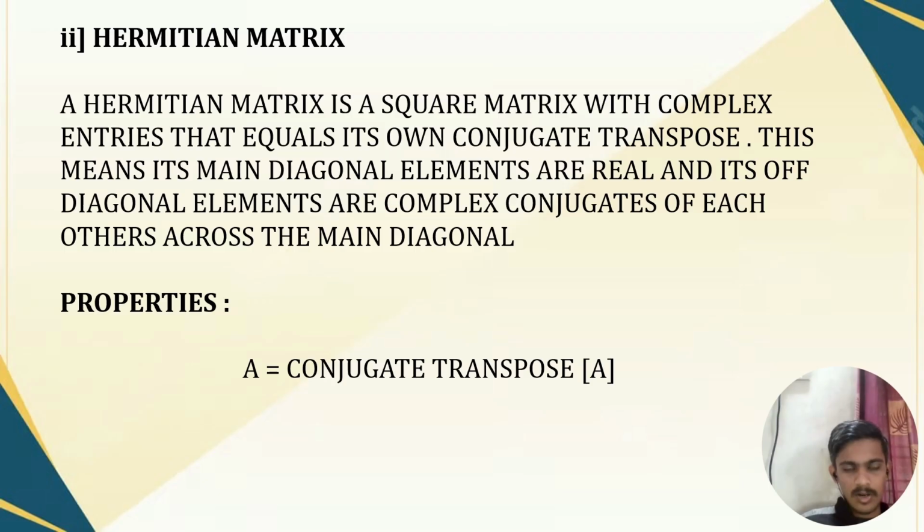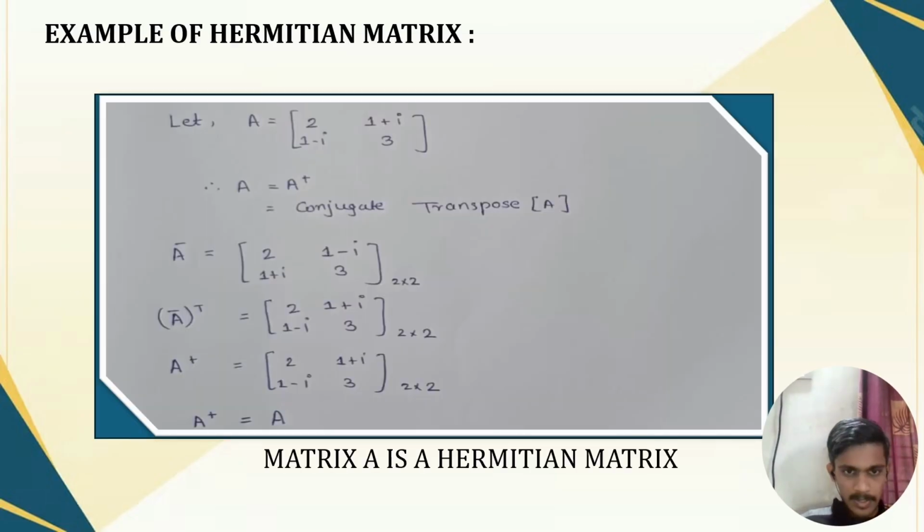Now we will learn about a Hermitian matrix. A Hermitian matrix is a square matrix with complex entries that equals its own conjugate transpose. This means its diagonal elements are real and its off-diagonal elements are complex conjugates of each other across the main diagonal. So the property of a Hermitian matrix is A equal to the conjugate transpose of A, which is also equal to A dagger, and which is also equal to the adjoint of A. If this property is true, then we can call the matrix a Hermitian matrix.